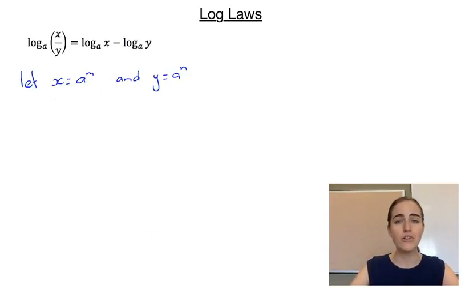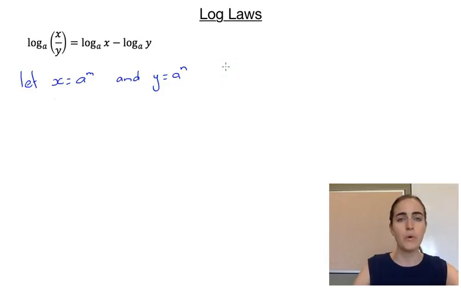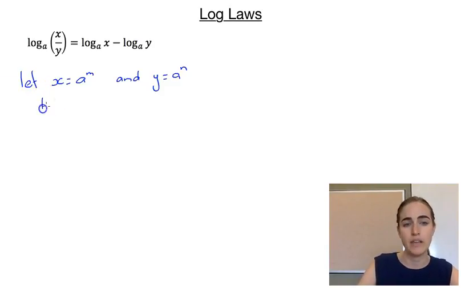For our second log law, the process of proving it is fairly similar to what we just did. We're still going to start with letting x equal a to the m and y equal a to the n. We're going to rewrite those two equations in log notation because it's going to come in handy later. That means log to the base a of x is equal to that power of m, and log to the base a of y is equal to the power of n.